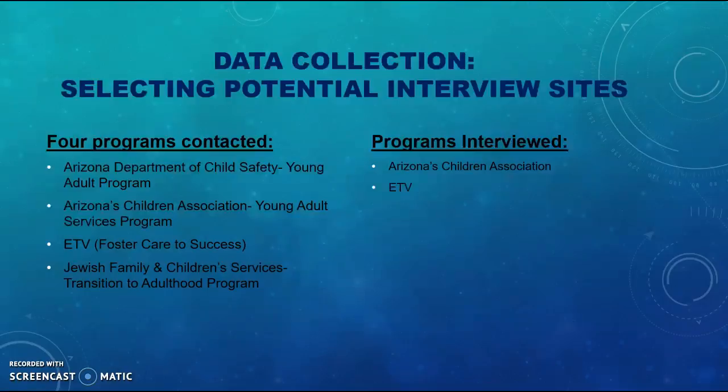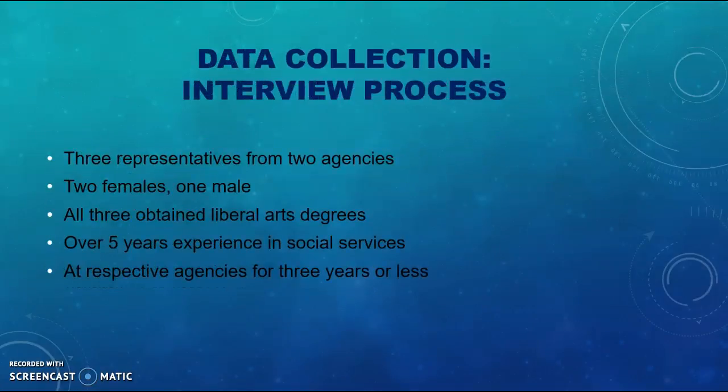After reviewing the literature, I selected 4 potential interview sites based on the services that they provided to older foster youth aging out of the foster care system. Each of these 4 sites offered an independent living skills training program, support with independent living skills, or funding to assist with independent living skills needs. 2 of the sites responded, and I was able to interview 3 representatives from the 2 agencies.